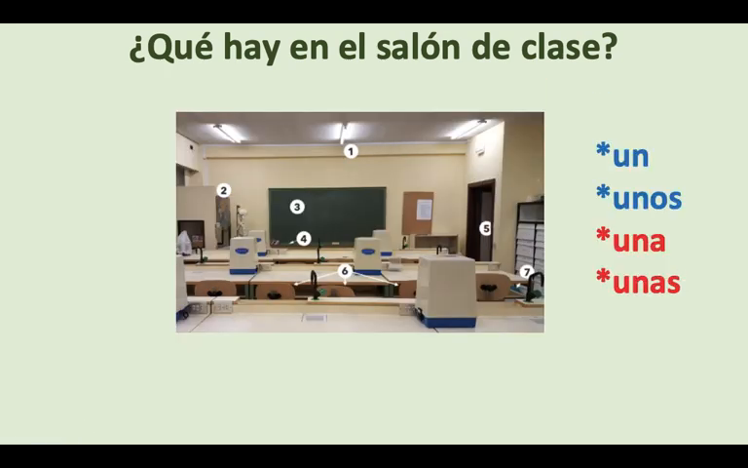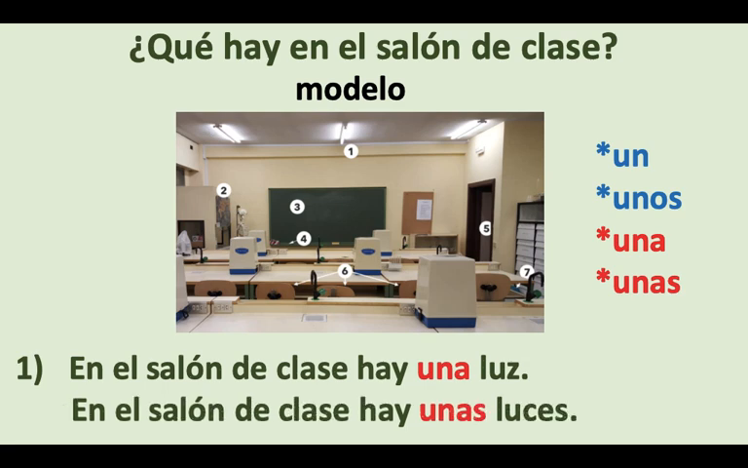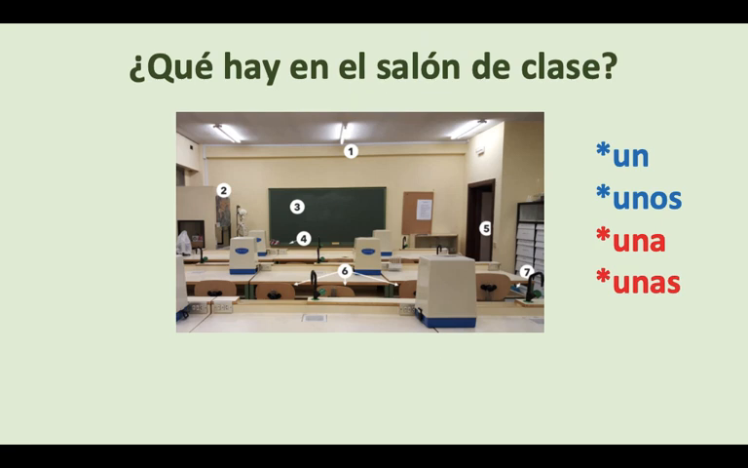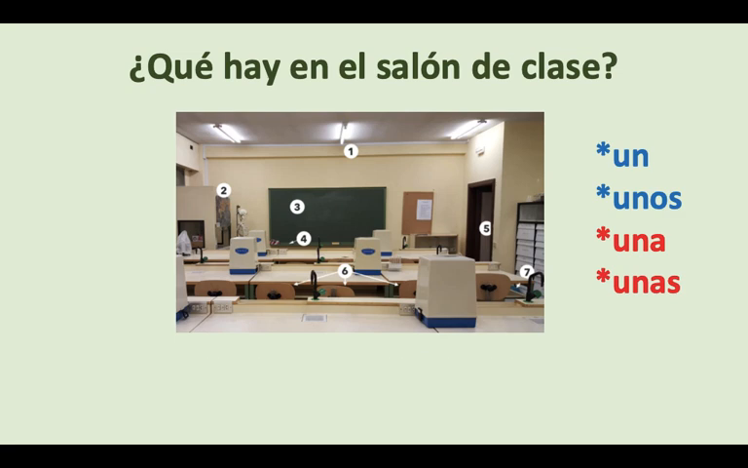So, ¿qué hay en el salón de clase? The modelo número 1. En el salón de clase hay una luz. You can see there are more than one, so you could also say en el salón de clase hay unas luces. Don't worry about the spelling of the plural. We'll get to that another day. Let's go. ¿Qué hay en el salón de clase número 2? En el salón de clase hay un mapa. Masculine, remember?